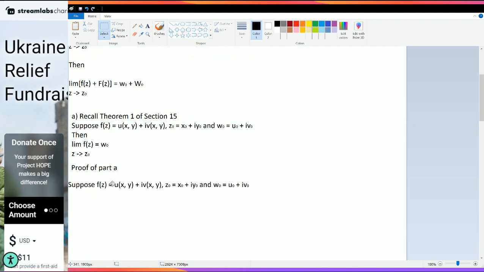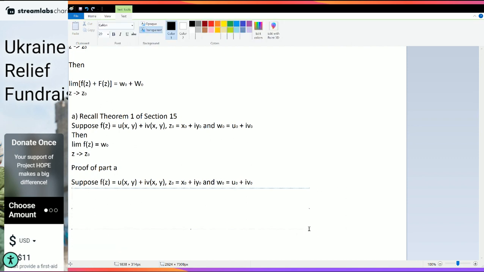So we're going to suppose this. And we're also going to further suppose f of z equals capital U of xy plus I capital V of xy, and capital Z naught equals capital X plus I capital Y, and capital W equals capital U plus I capital V naught. And we can insert the knots now.